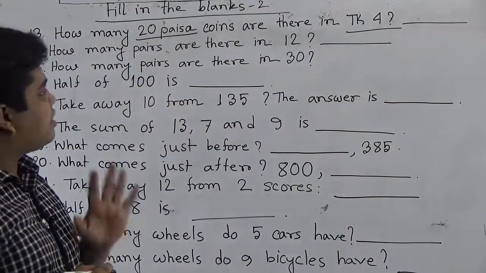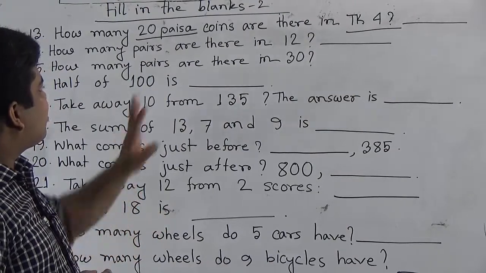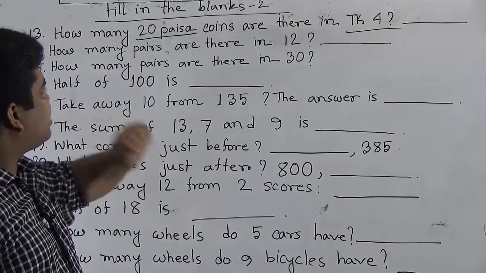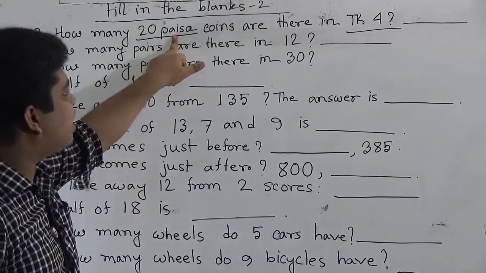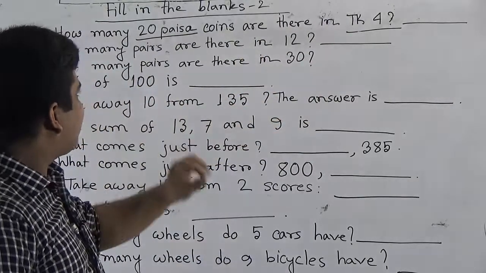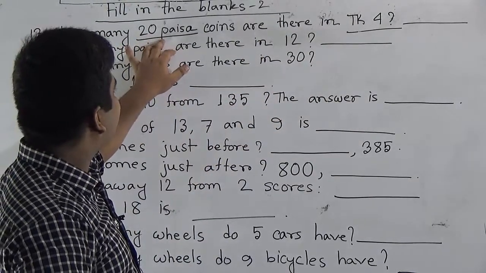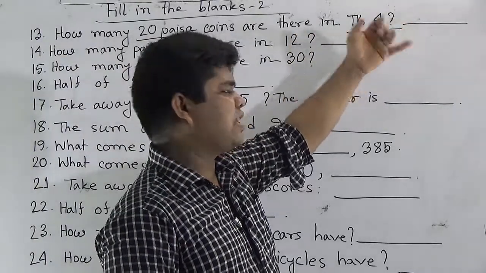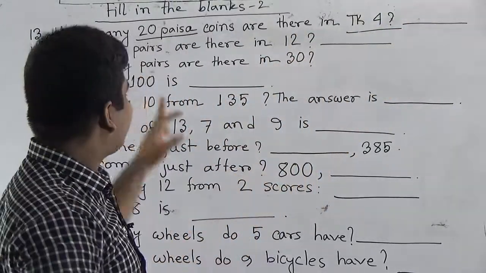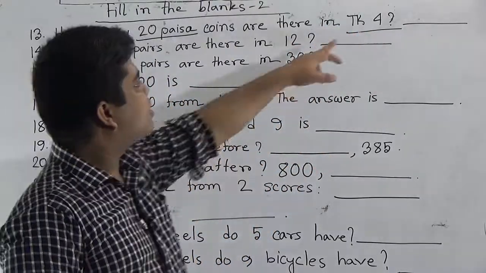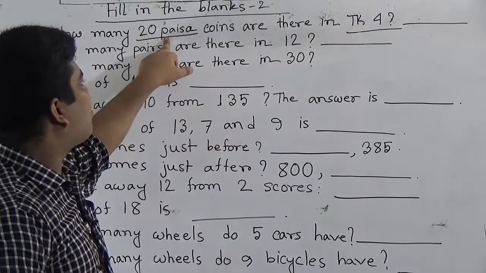So we can't divide different units. I repeat, we can't divide different units, just like here paisa and here Taka. But if the question has here 20 paisa and here 100 paisa, then you can easily divide. But here is paisa and here is Taka.